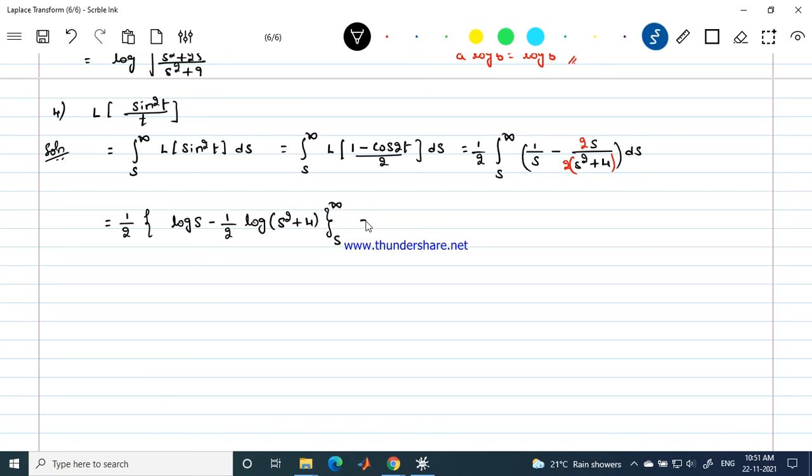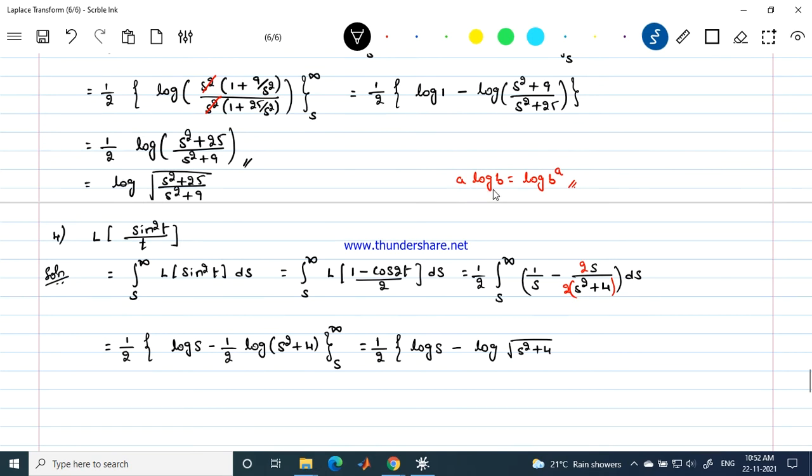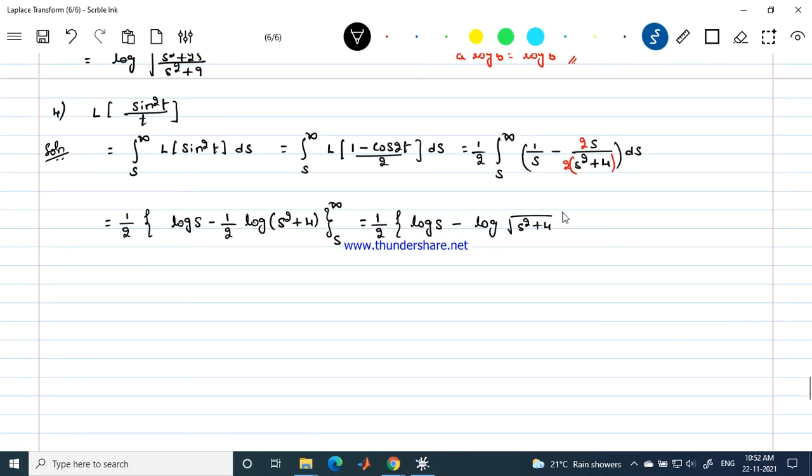between s and infinity. Here we can't substitute the upper limit again, and also I can't use the log a minus log b formula directly. So I need to rewrite the second term as minus log square root of s square plus 4, by using a log b is equal to log b power a. So now it is log a minus log b. I can rewrite it as log of a by b. It's log of s upon square root of s square plus 4.